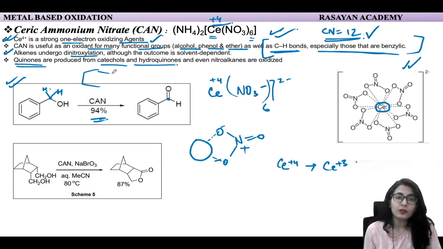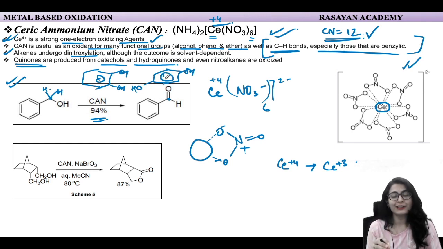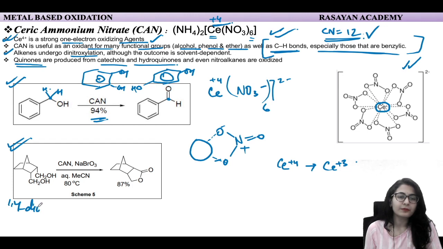Quinones are produced from catechols and hydroquinones. So what are catechols? Catechols are 1,2-diols, and hydroquinones are 1,4-diols, like this. So from here you are getting the exact reaction just like DDQ, that is, they are going to convert into the benzoquinone form, that is the double bond O, oxidized form. We will see an example of that as well. Let's first move onwards to this one.